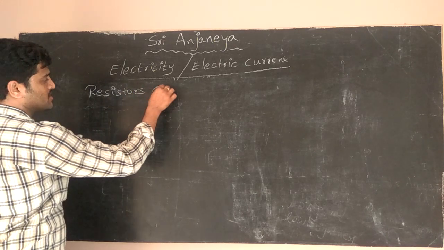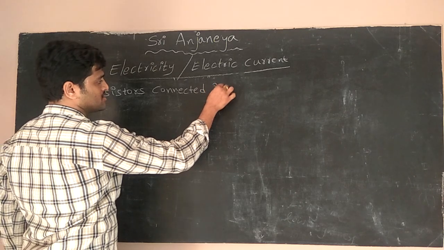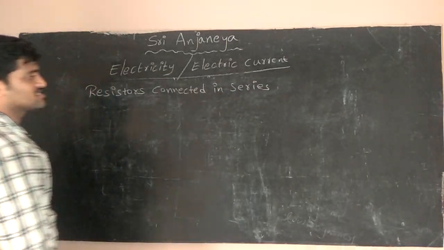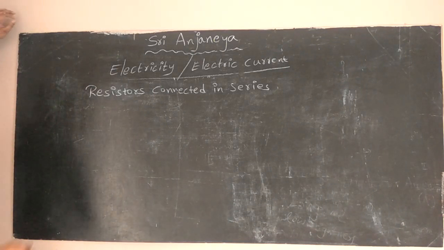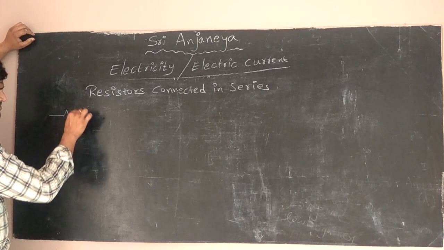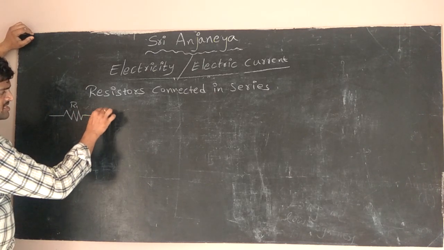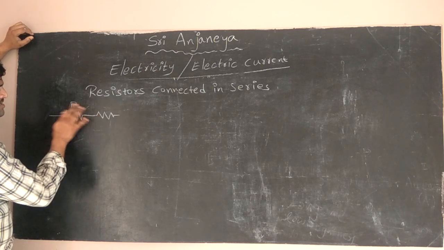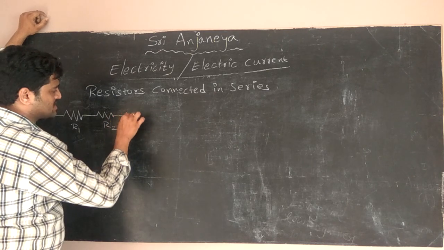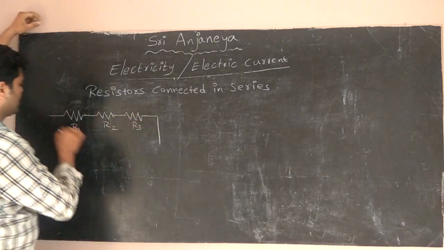So let us see resistors connected in series. This is the case where the resistors are connected in series. Let us see. We have three resistors. This is named as R1, the next one is R2, and the third one is R3.